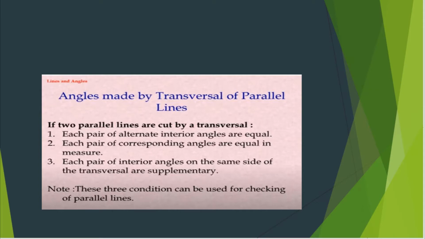Angles made by a transversal of parallel lines. If two parallel lines are cut by a transversal, each pair of alternate interior angles are equal. Each pair of corresponding angles are equal in measure. Each pair of interior angles on the same side of the transversal are supplementary. We have written a special note here. These three conditions can be used for checking parallel lines. Means out of these three, if any one condition is applicable, then vice versa, the lines are parallel.